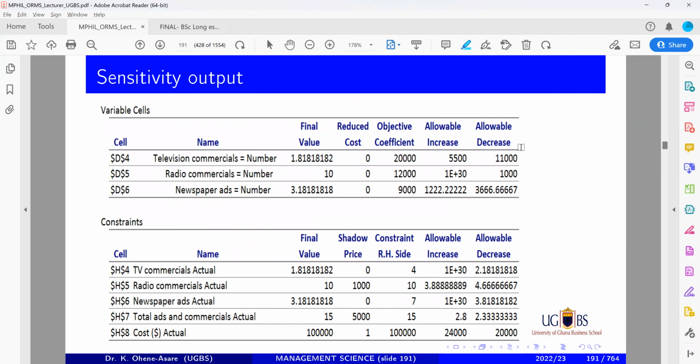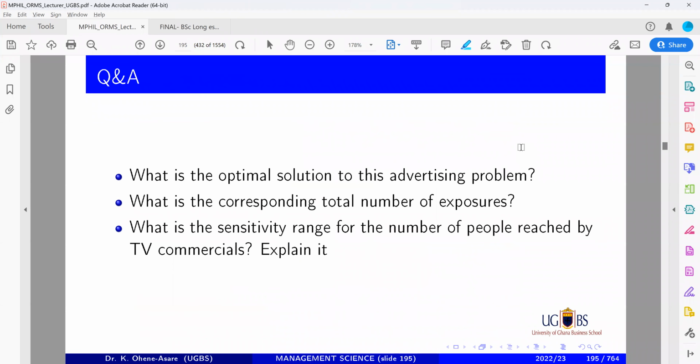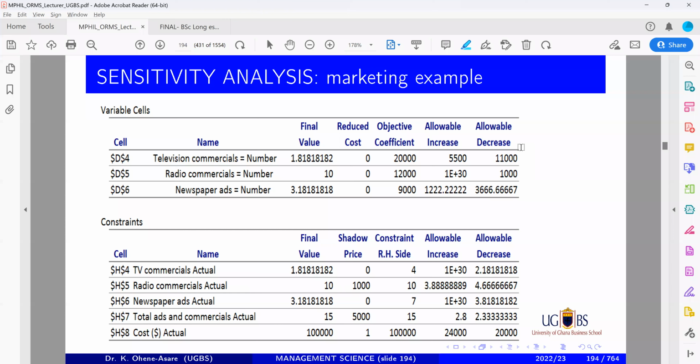Let's ask some quick questions. Of course, the first question is always the evidential one, the easiest question. What is the optimal solution to this advertising problem? I need a hand for this. What is the optimal solution to this advertising problem? These are quick, because you get it by now. What is the optimal solution to this advertising problem? Optimal solution.